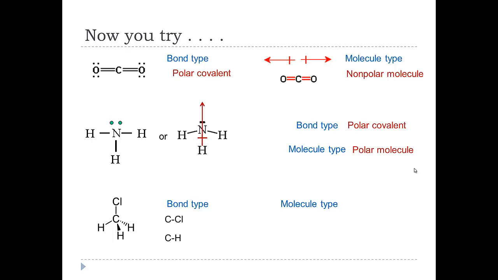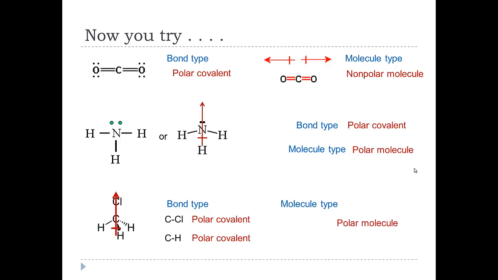There's two different bond types here. There's a C to Cl bond and a C to H bond. So you have to do each separately. So again, you're going to think about the electronegativities and then determine whether the bonds for each of those should be polar or nonpolar. Both of these should be polar covalent because there should be a difference in electronegativity between the C and the H and a difference in electronegativity between the C and the Cl.